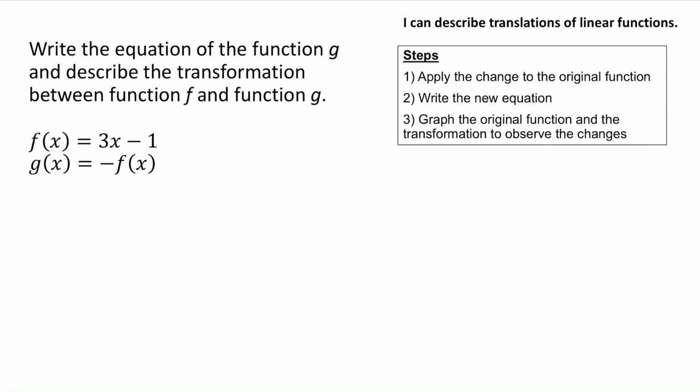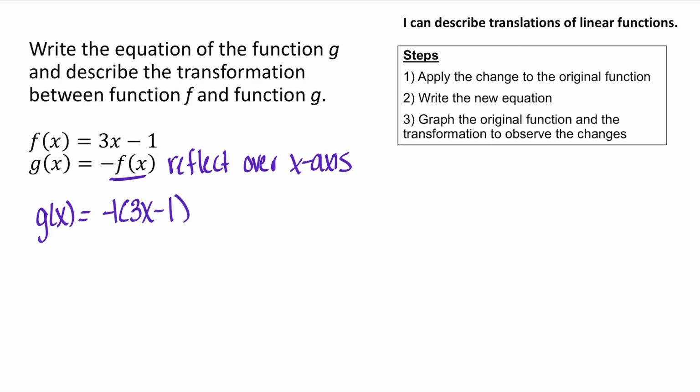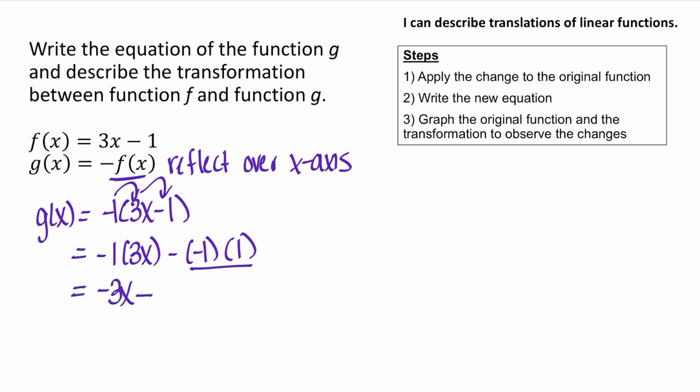Let's write an equation of the function g and describe the transformation between f and g. We have 3x minus 1 and negative f of x. So this is going to be reflecting over the x-axis. If I write my new equation, I get g of x equals negative of 3x minus 1. I'm going to distribute like it's a negative 1. So I have negative 1 times 3x minus negative 1 times 1, which is negative 1. This becomes negative 3x, and then minus a negative will be plus. So I have negative 3x plus 1, which is g of x.